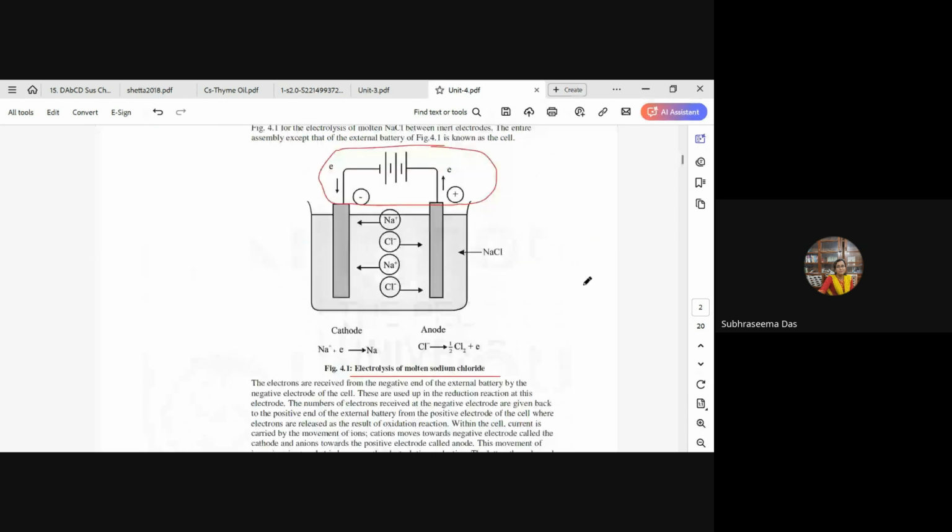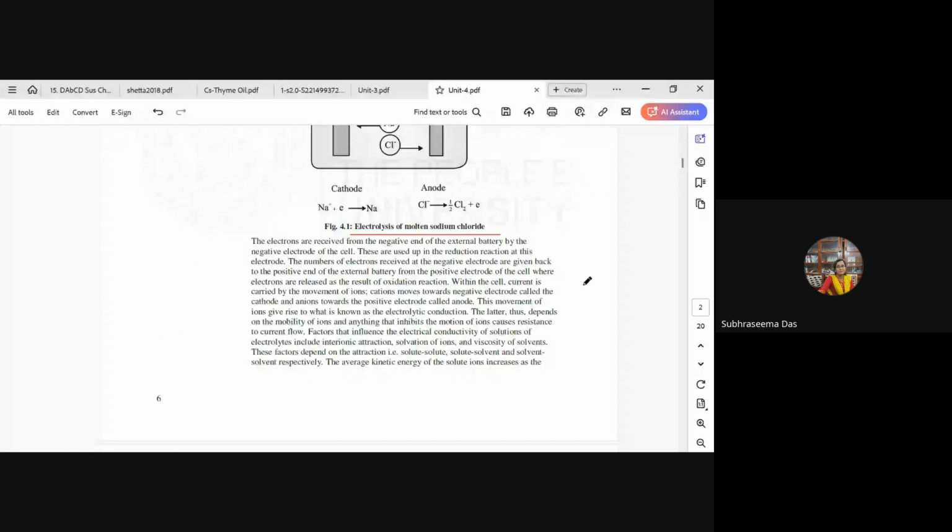This part is called the cell. The electrons are received from the negative end of the battery by the negative electrode of the cell, and they are then used up for the reduction reaction. So the number of electrons that is received at the negative end is given to the positive end of the battery cell to form the oxidation reaction. So within the cell, the current is carried by the movement of ions: the cations move towards the cathode and the anions move towards the anode. Now, this movement gives rise to the electrolytic conduction.